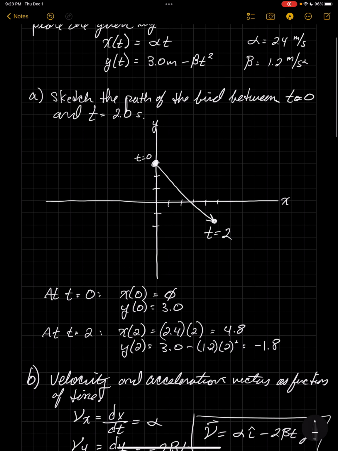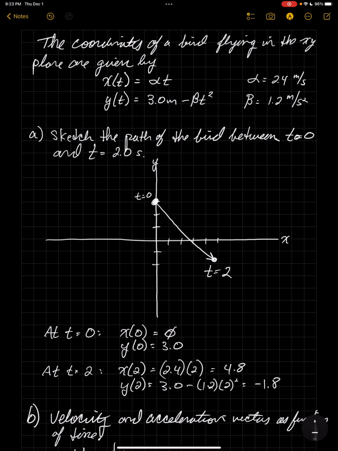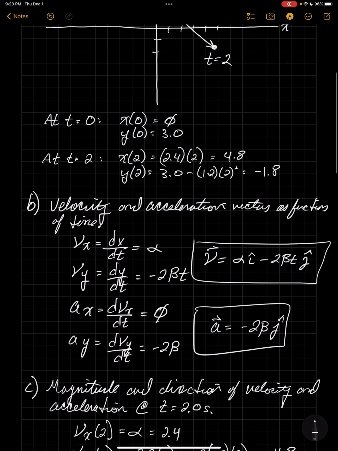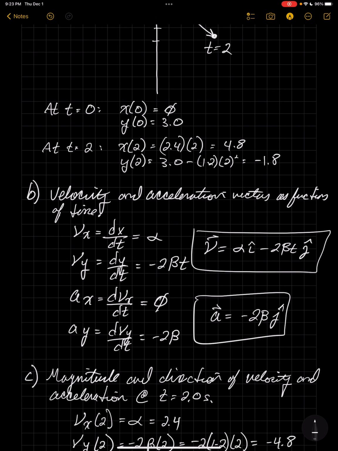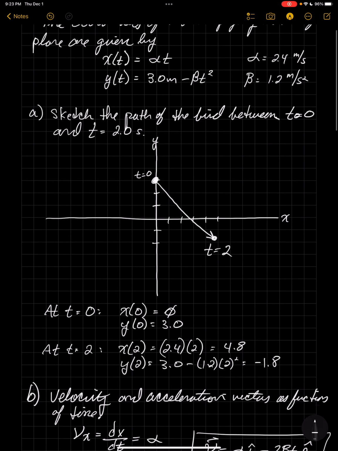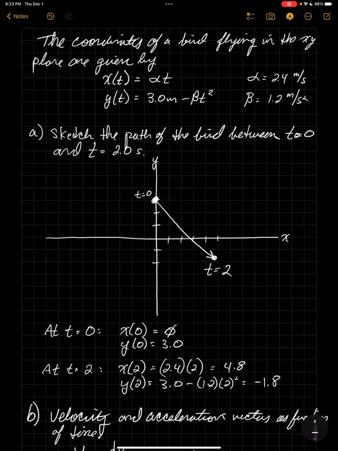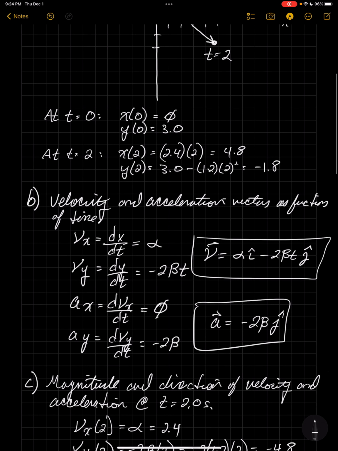So if we look back at our x and y equations, x is equal to alpha times t, so the derivative of x with respect to t is just alpha. Likewise, y is equal to 3 minus beta t squared, so the derivative of y with respect to t is just negative 2 beta t.